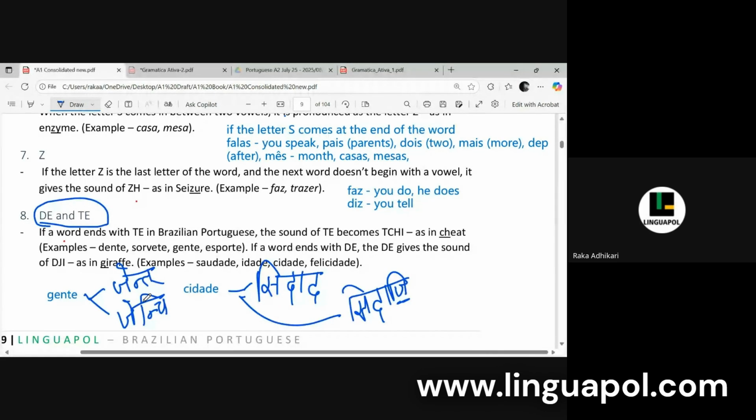So we have some examples in the book itself. Dentista. Now see, this word is beginning with DE, but we will not give it a sound of J, because in the beginning it doesn't matter to us.